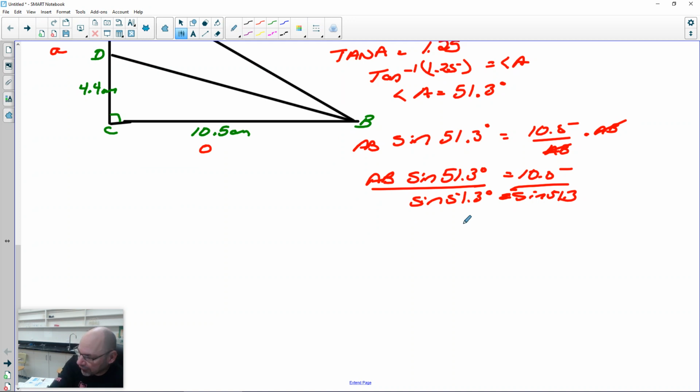Okay, so let's divide it out. So this gets us 10.5 divided by sine 51.3. I get 13.5. And again, like I said, you probably could have just used the Pythagorean theorem there. It would have been quicker and shorter, but I'm kind of using the sine and cosine angles.